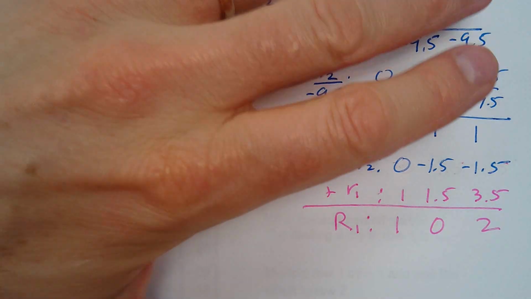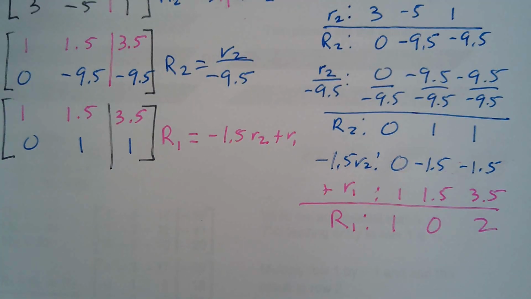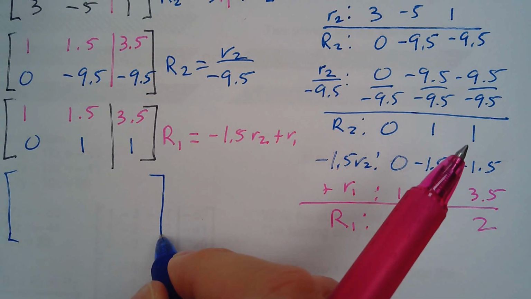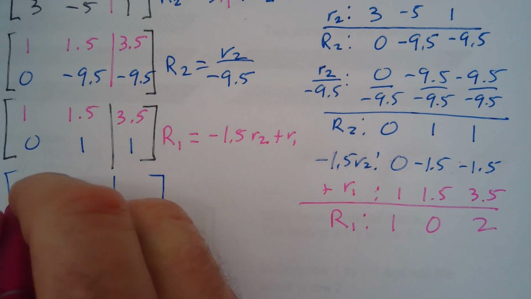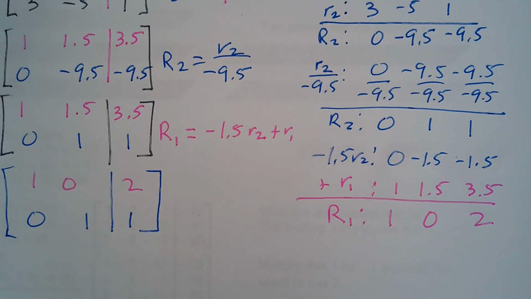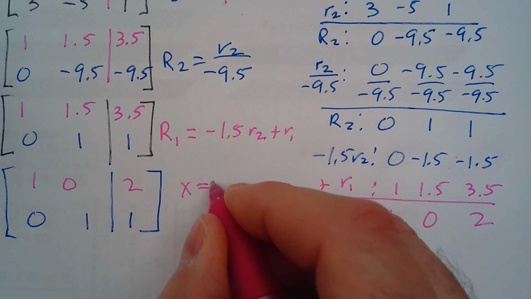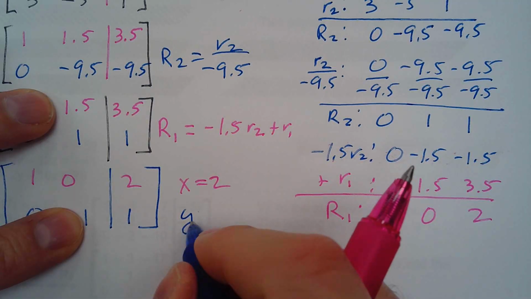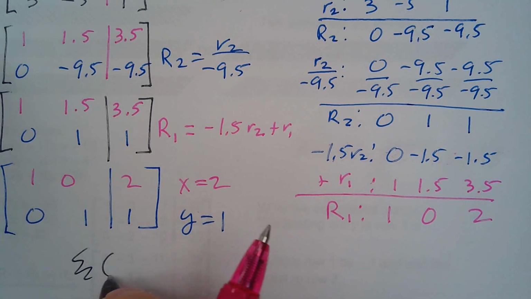So now my matrix looks like this. And now I can read off the solution. Here, x has got to be equal to 2. y has got to be equal to 1. So my solution would be the point (2, 1).